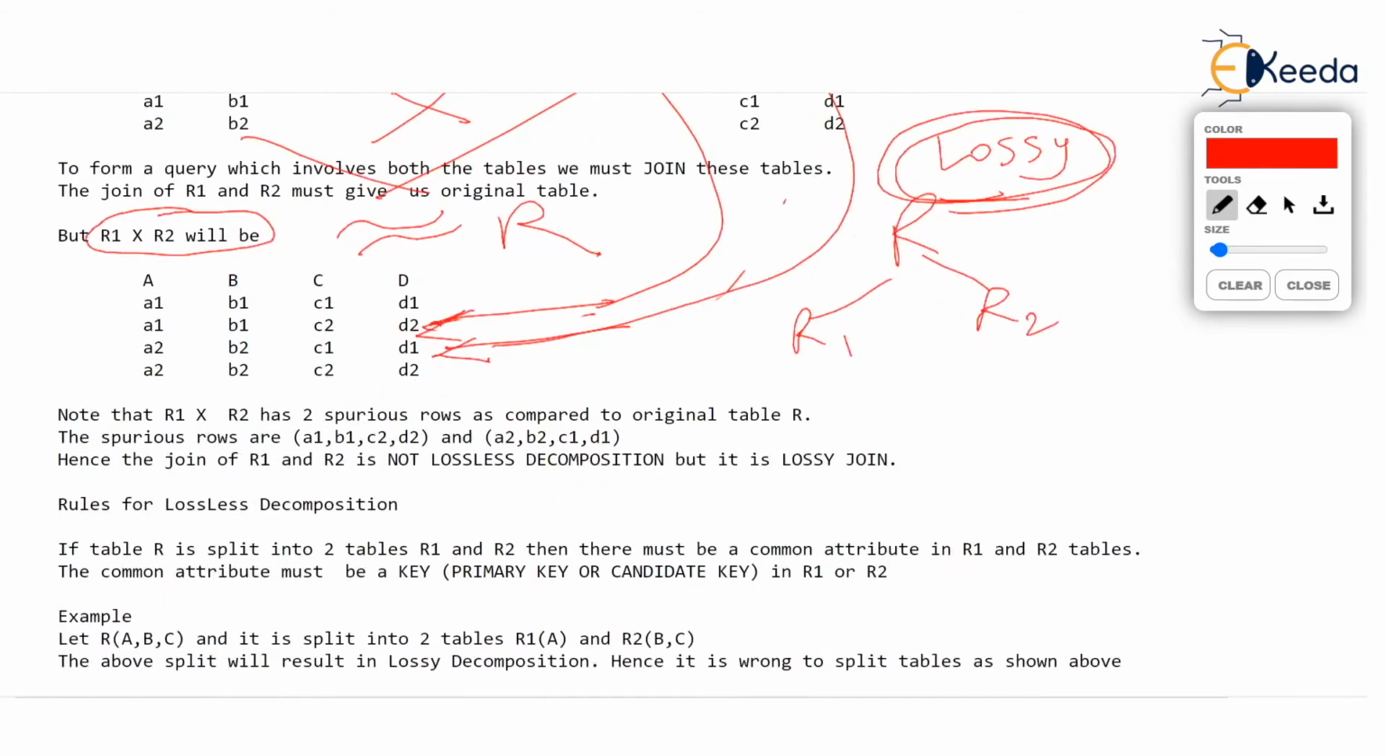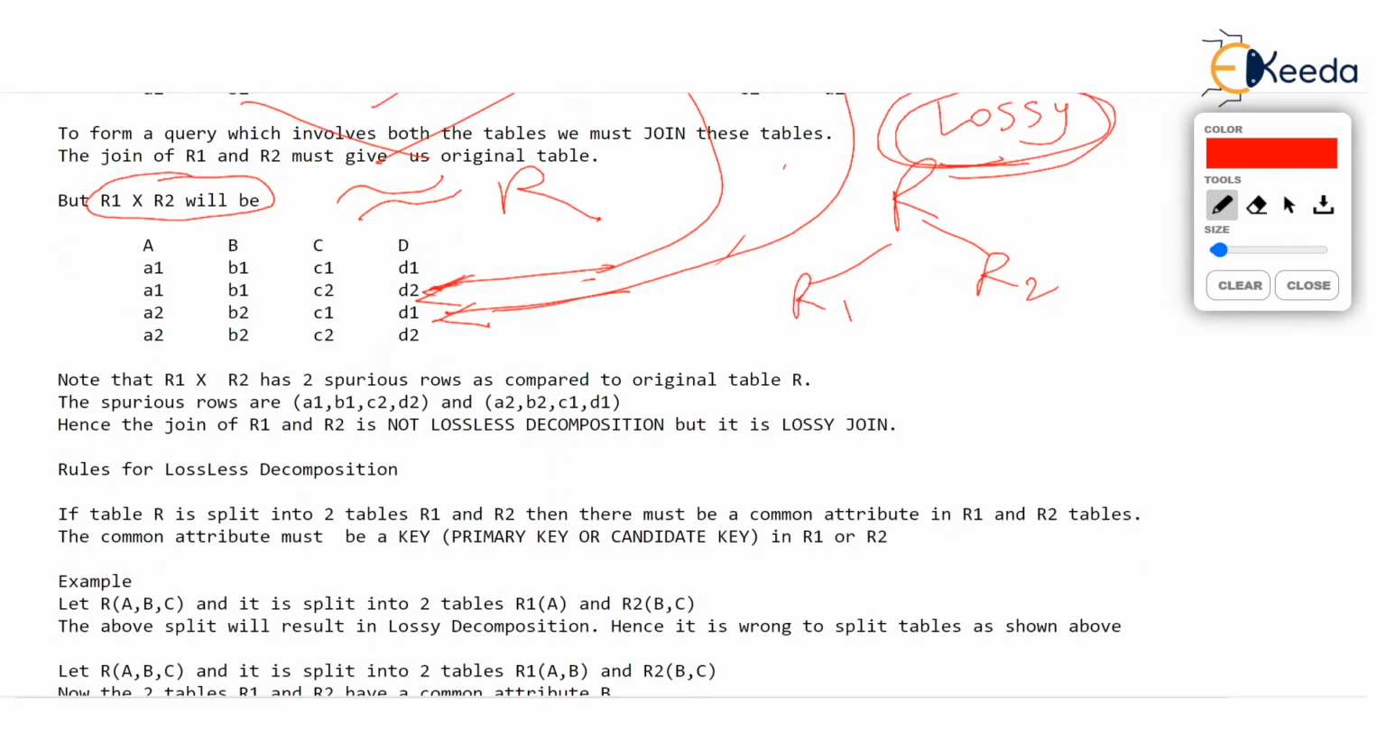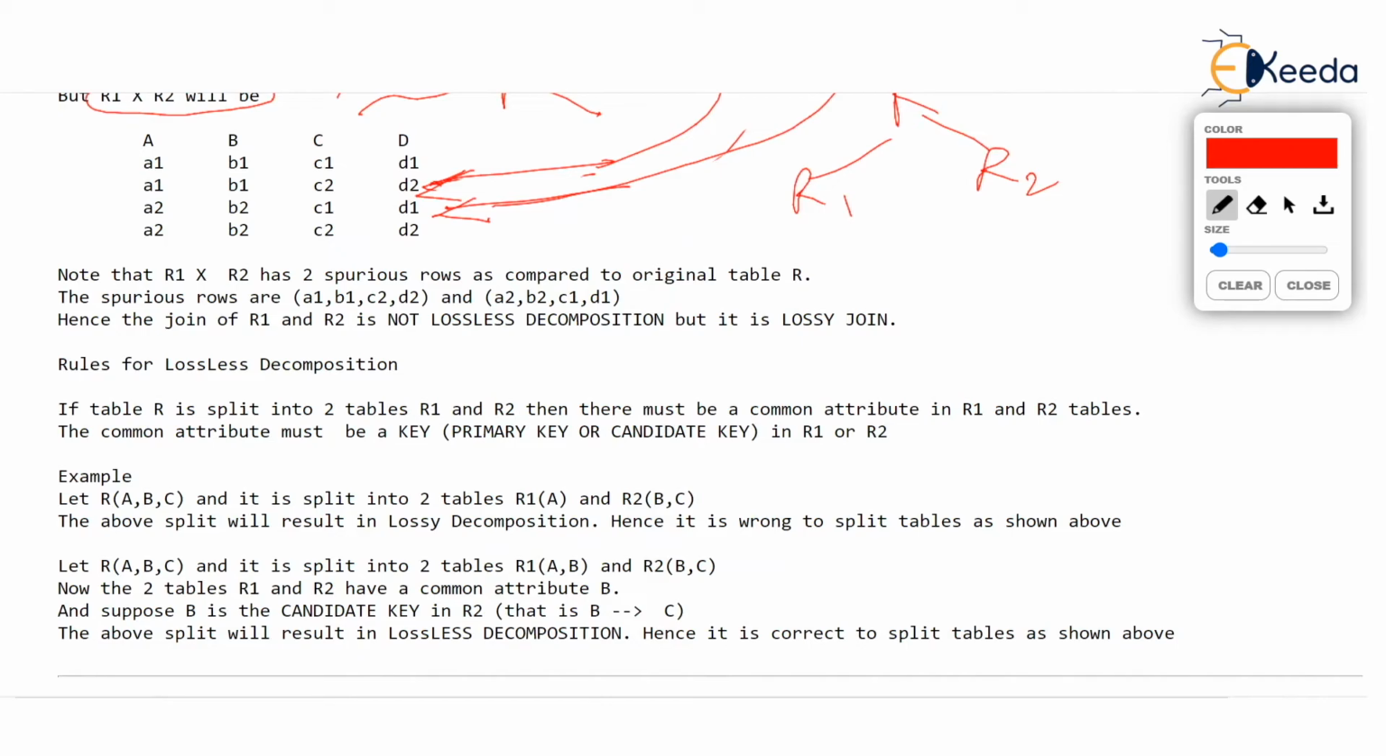Then what are the things that we should do for lossless decomposition? So that the decomposition is correct. Lossless means it is correct. If table R is split into two tables, R1 and R2, then there must be a common attribute in the R1 and R2 tables. This is the first condition that should be satisfied.